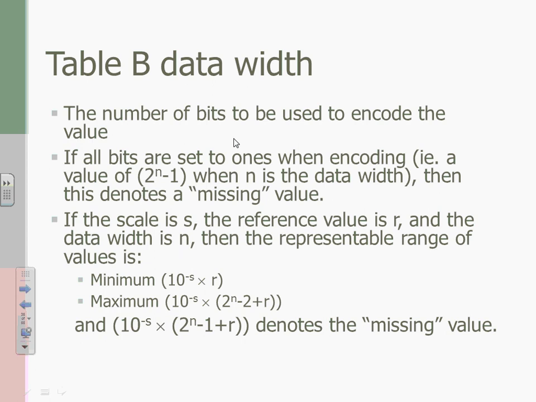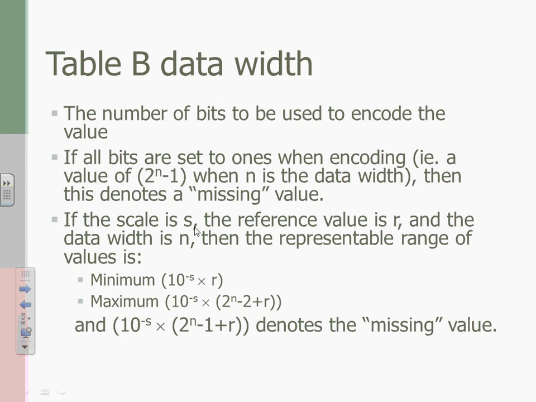The table B entries also have a data width. Data width is the number of bits used to encode the value. If all bits are set to ones when encoding, then this denotes a missing value. So all ones means missing. This is a kind of unified definition.